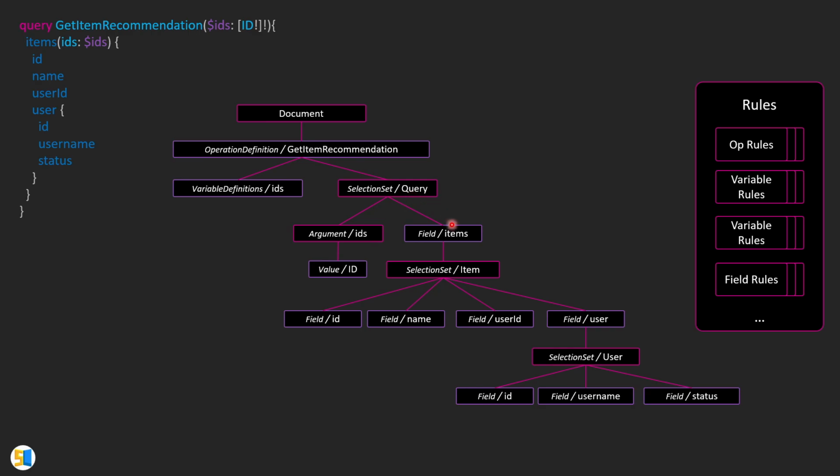And then query has one field, which is items, right? Item is a selection set of item, right? Because the response is represented as an item. An item has 1, 2, 3 fields, right? And the last field of user is actually also a selection set, which has these three fields, right? And the validations work by visiting the node with DFS algorithm.